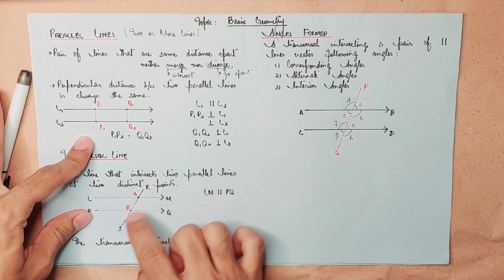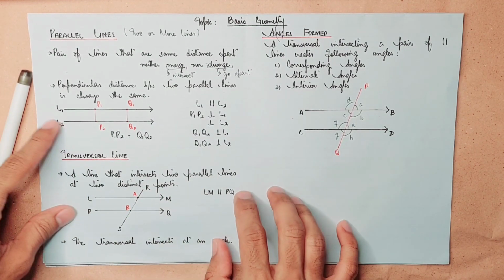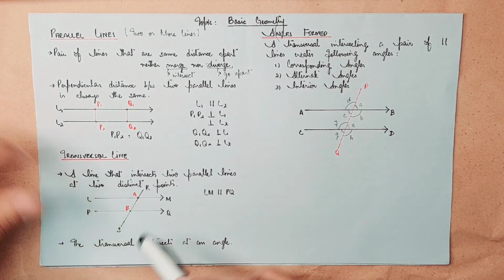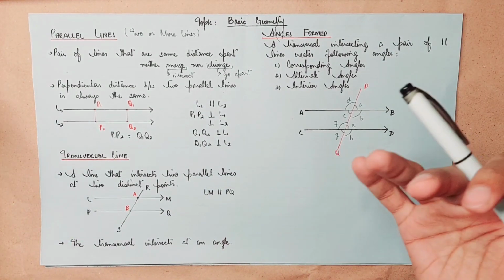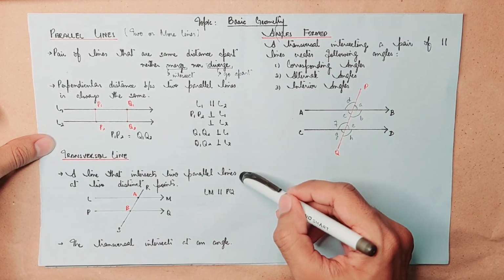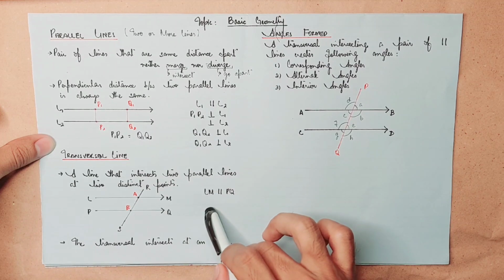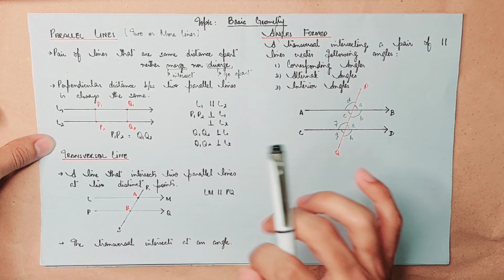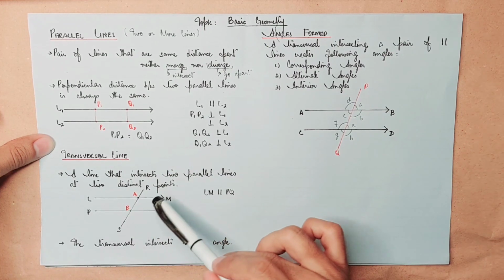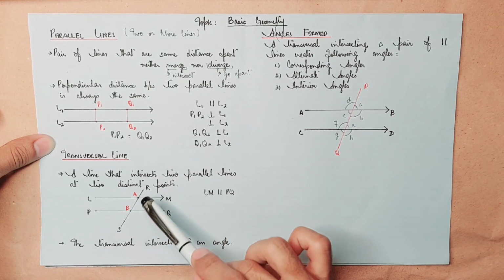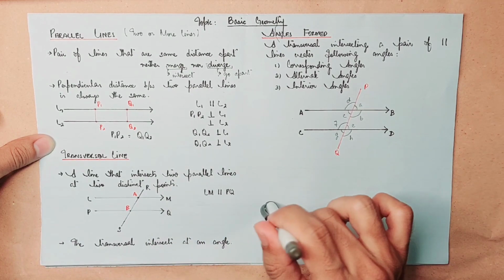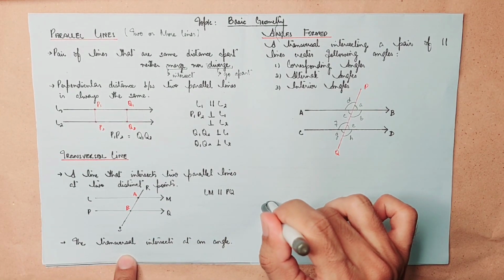Here is a transversal RS that is intersecting these lines at point A and at point B. We can define the transversal as a line that intersects two parallel lines, which are LM and PQ, at two distinct points. So here the transversal RS has intersected the parallel lines at point A and at point B. The second property is that the transversal intersects at an angle.